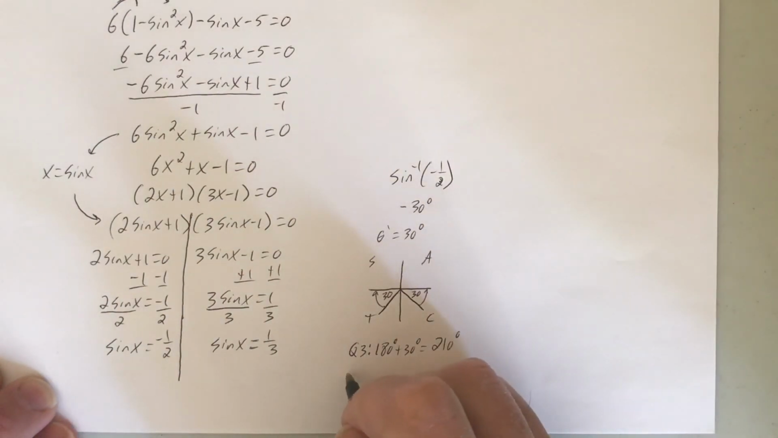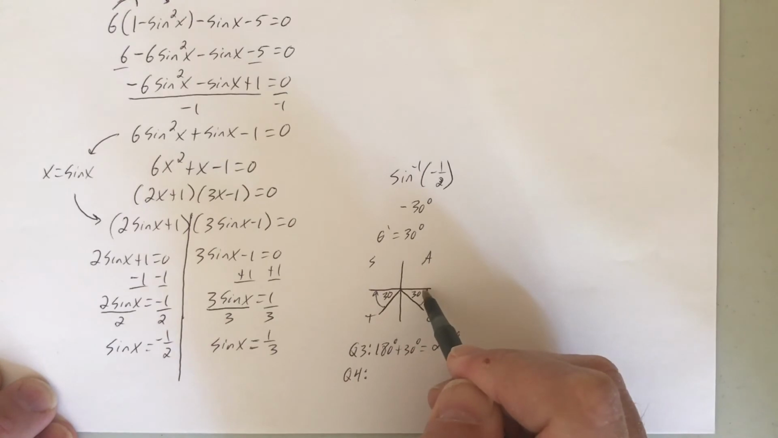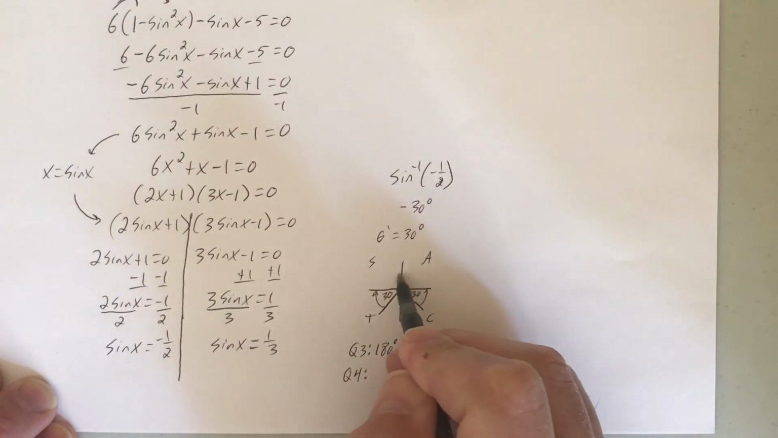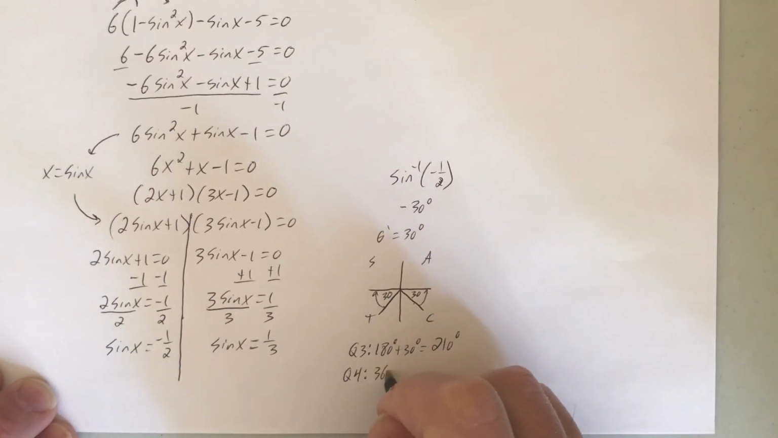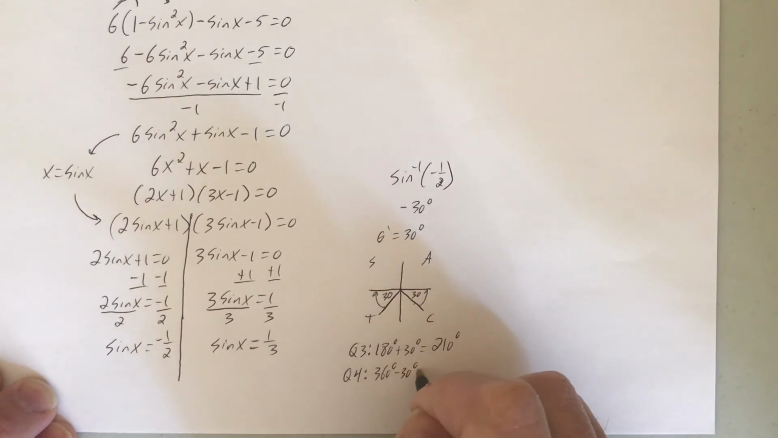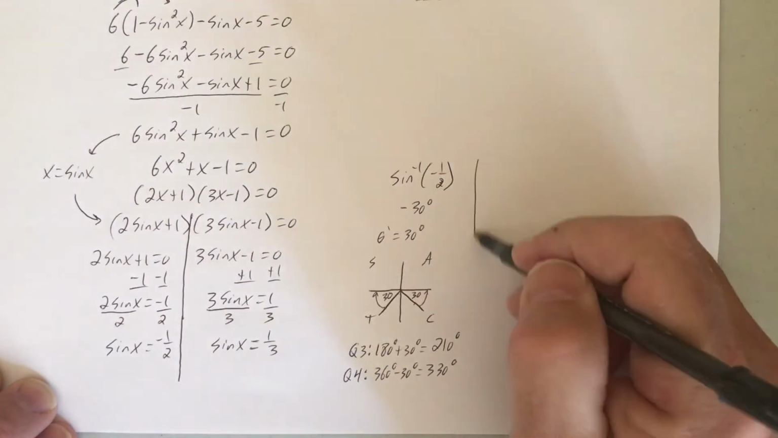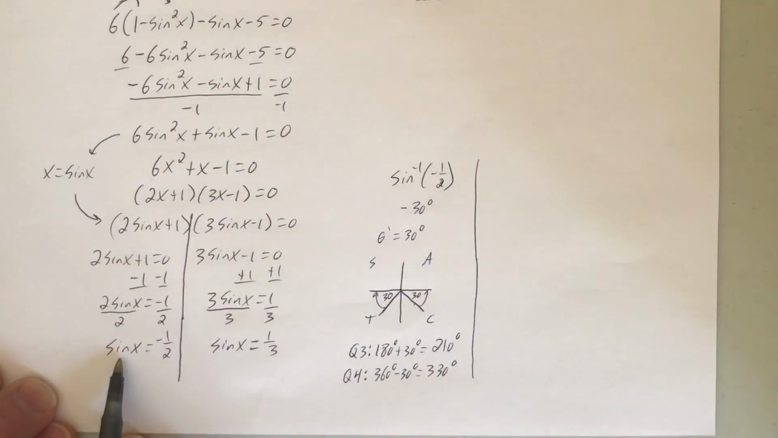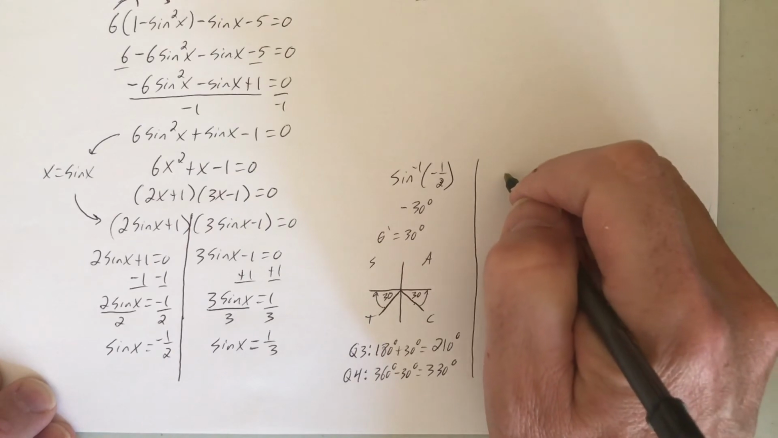And then our Q4, if you go all the way around, is 360, and then subtract this little piece, that will give you from here to here, which is the angle that we want. So 360 degrees minus 30 is equal to 330 degrees. So those are the two answers from sine x is equal to negative 1/2. Well, let's look at the sine x is equal to 1/3.